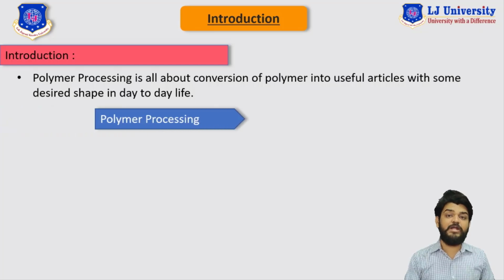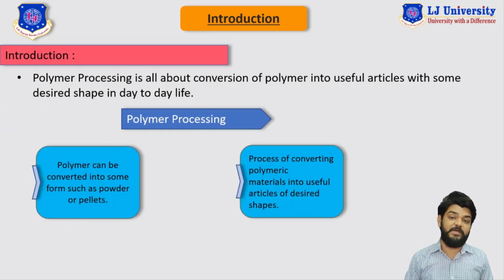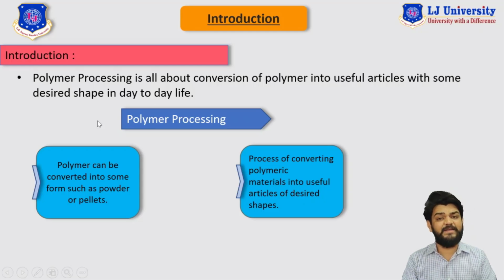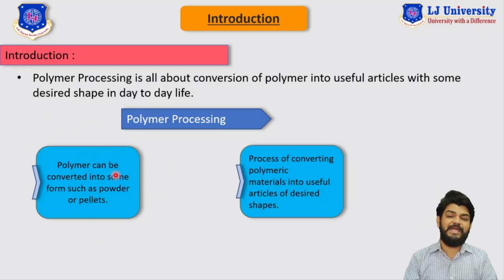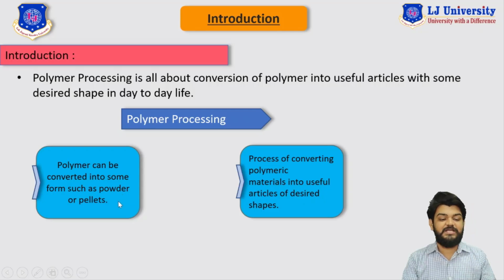So let's understand the different topics that can be covered in polymer processing. As you can see here, there are basically two different types. In the first one, the polymer can be converted into some form such as powder or pellets. So in the first step, we are converting our polymer into pellets or powder form. And in the later part, by different unit processes, we convert these pellets or powder into more useful products. So this particular type involves two steps.